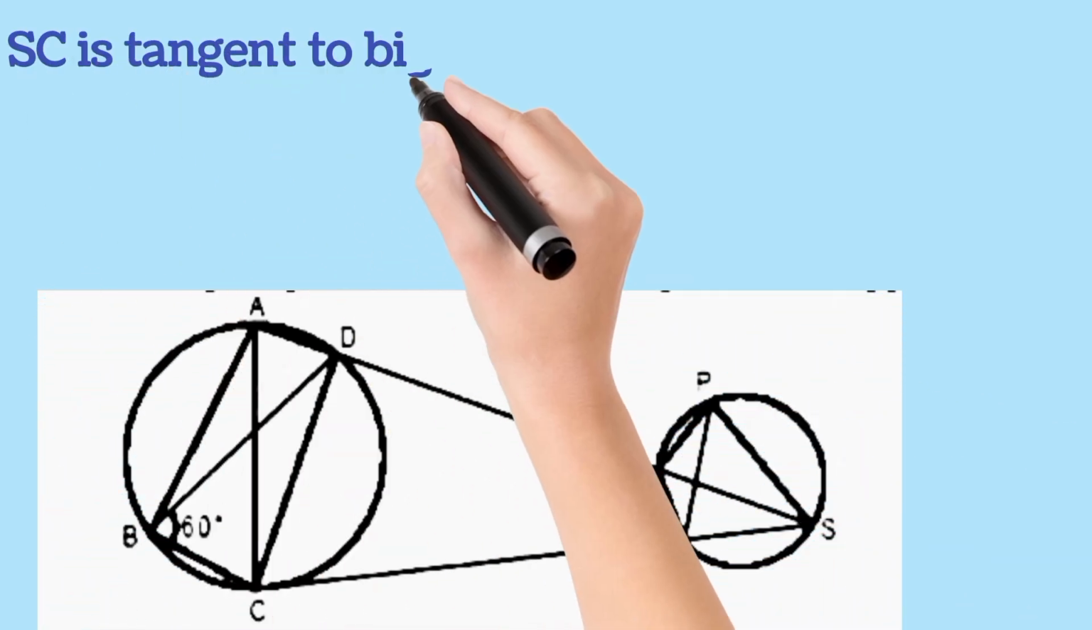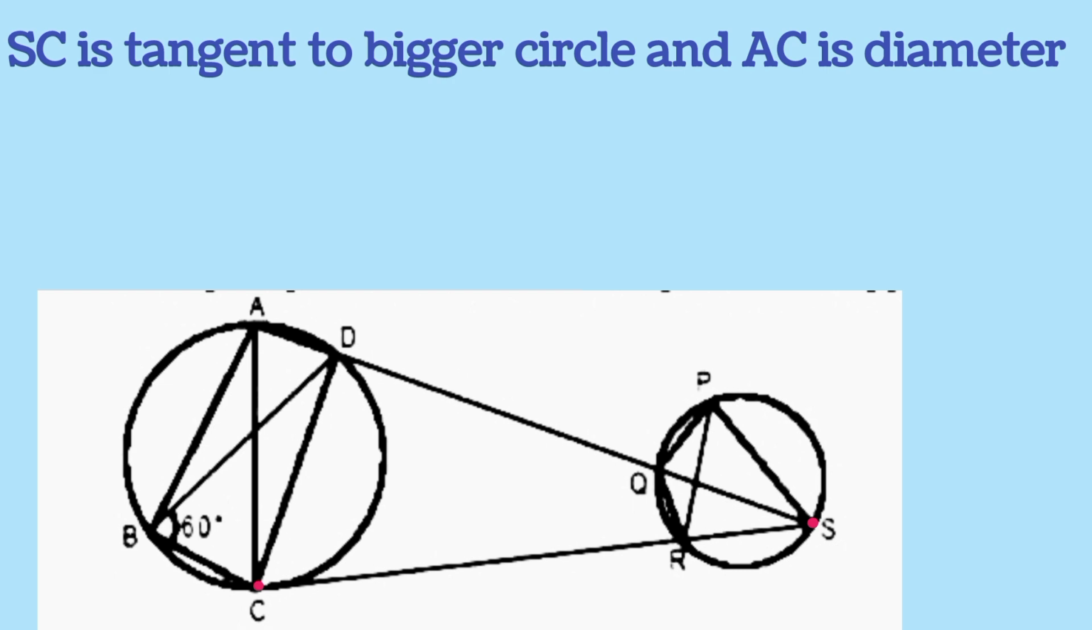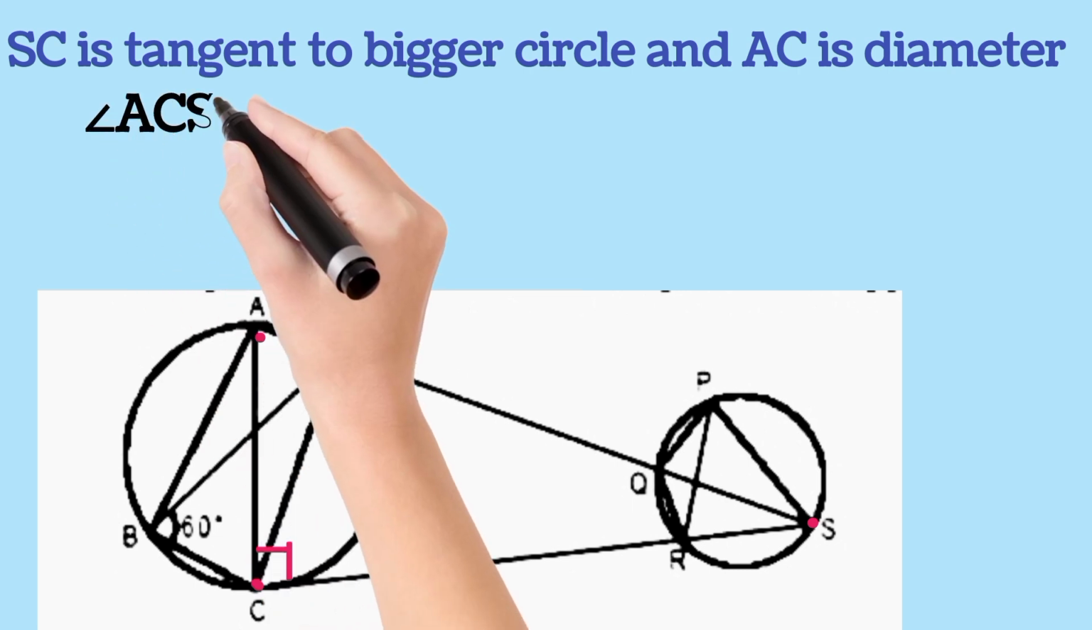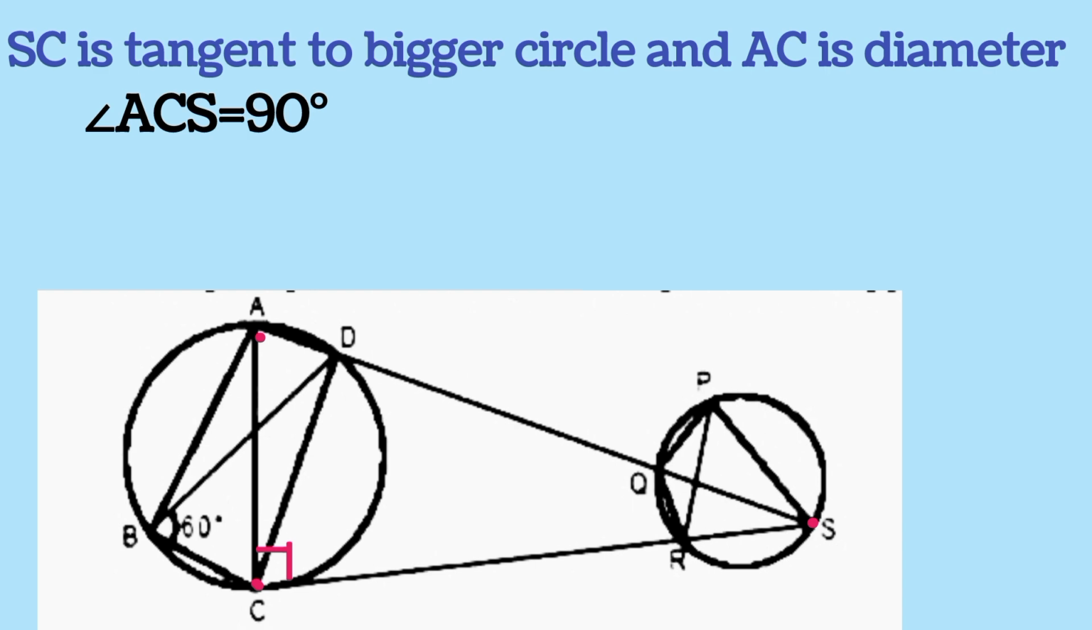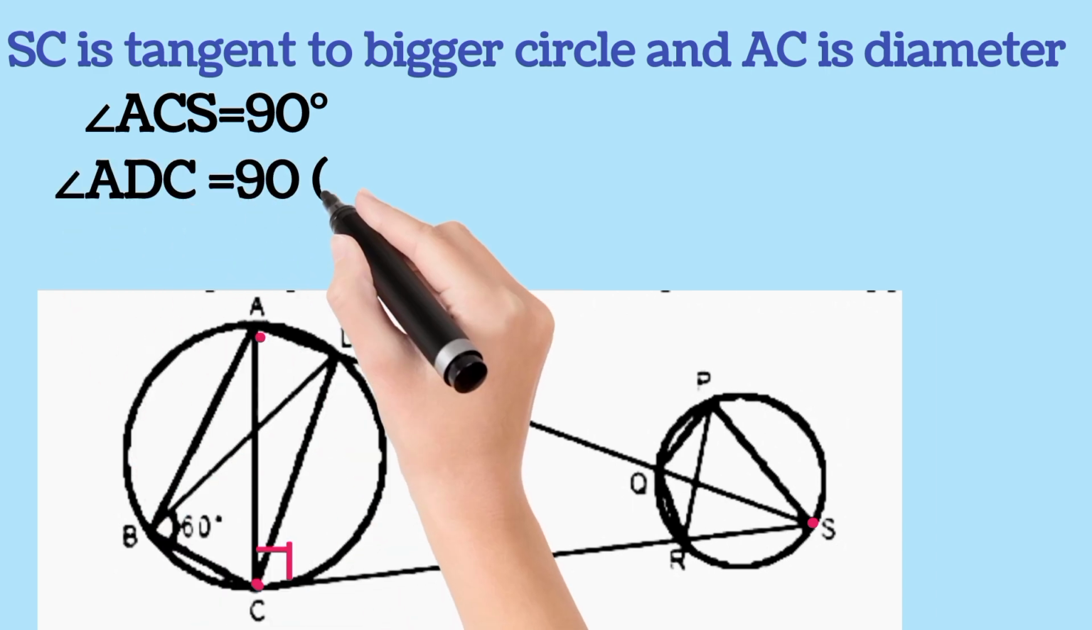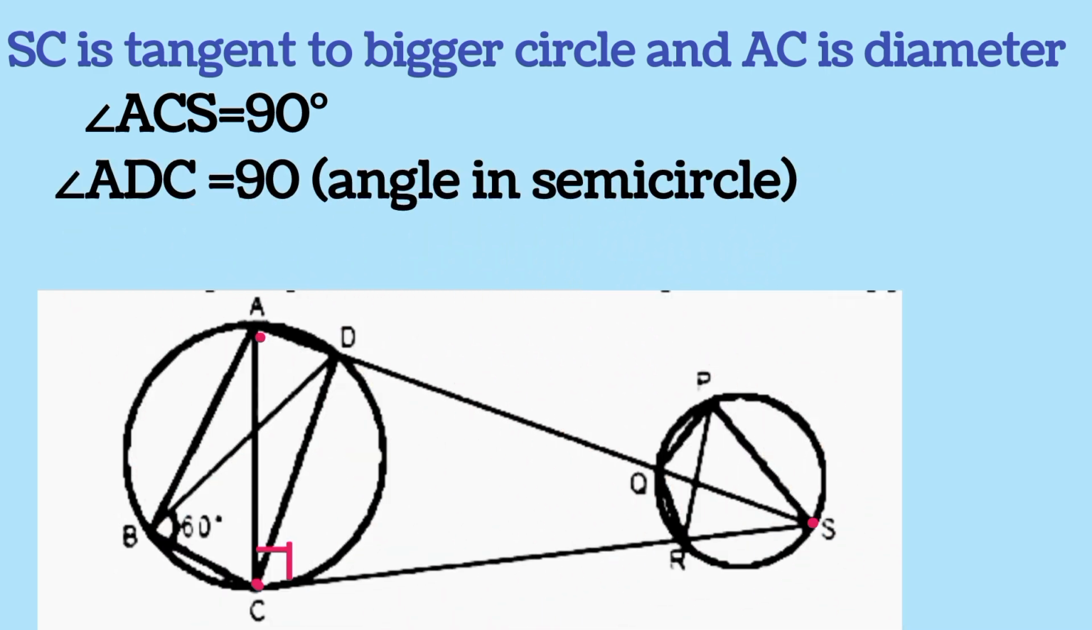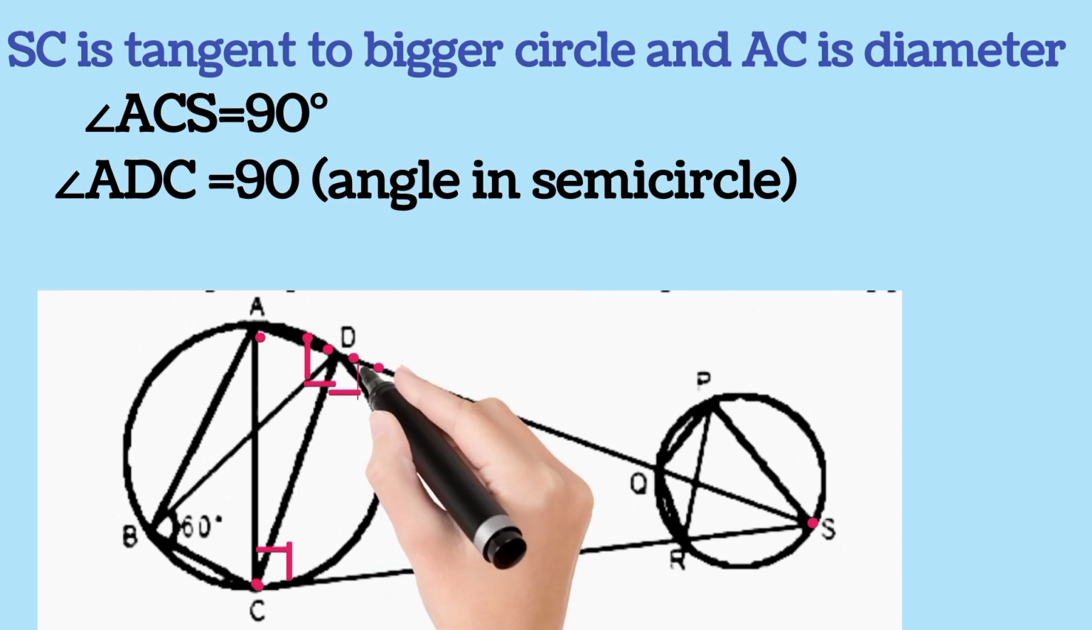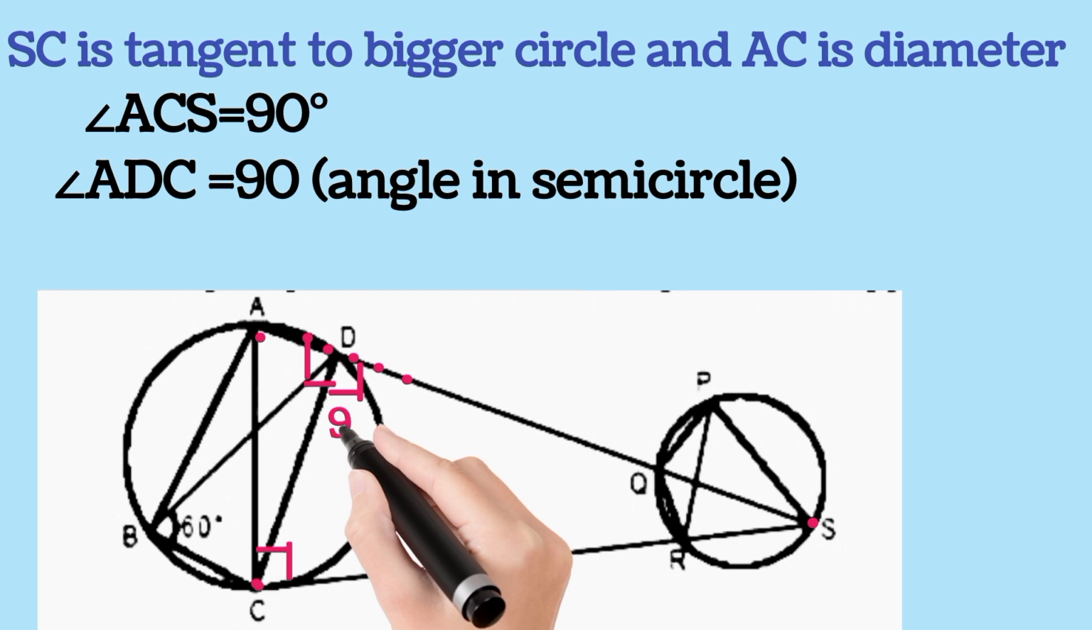So this is the given figure, and in the question it's given that SC is tangent to the bigger circle and AC is diameter. So AC will be perpendicular to SC, so this angle will be 90 degrees, that is angle ACS is 90 degrees. Now angle ADC, which is this angle, will also be 90 degrees because it's in a semicircle as AC is diameter. Now this is a straight line, so this remaining angle will also be 90 degrees.